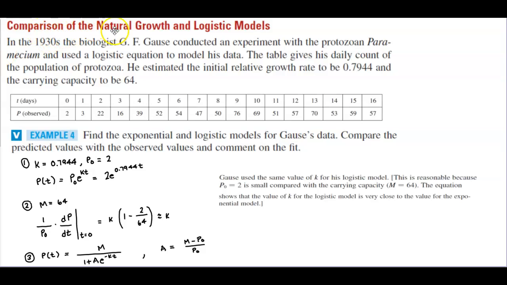Okay, with the comparison of the natural growth in logistic models, in the 1930s, the biologist G.F. Gauss conducted an experiment with the protozoan Paramecium and used a logistic equation to model his data. The table gives his daily count of the population of protozoa. He estimated the initial relative growth to be 0.7944 and the carrying capacity to be 64.